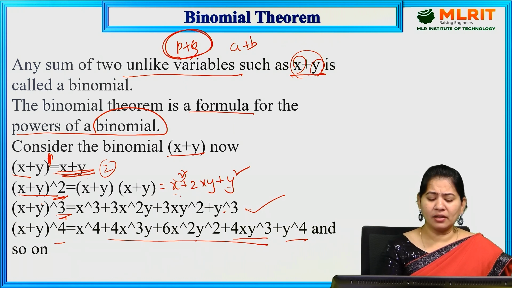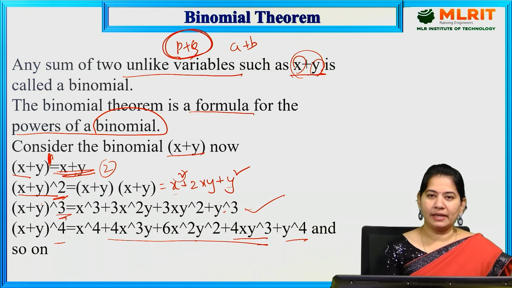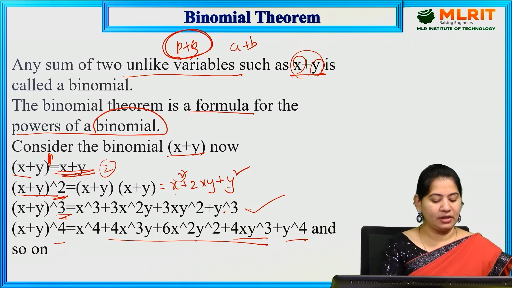If you observe here, the power of y is always 0 in the first term on the right hand side, and it increases subsequently, by 1 more in each next term. Like this, we have also observed that the number of terms is equal to this binomial, and here if you observe, this is the total.